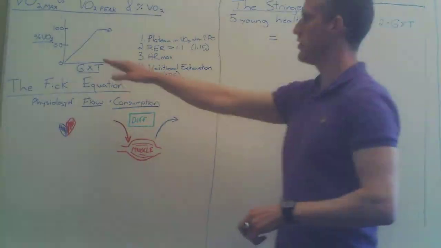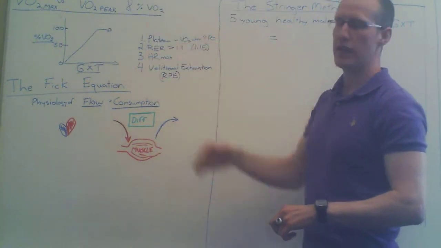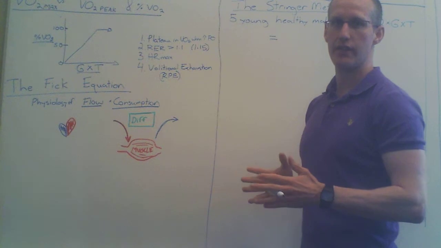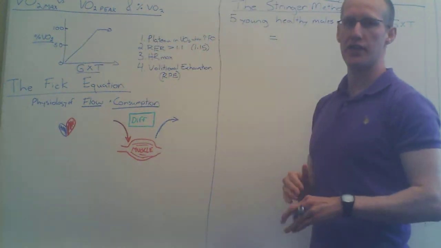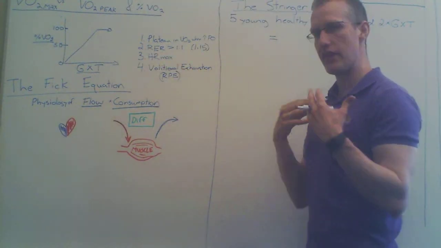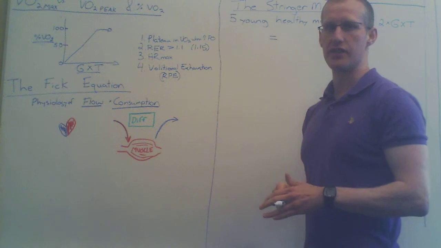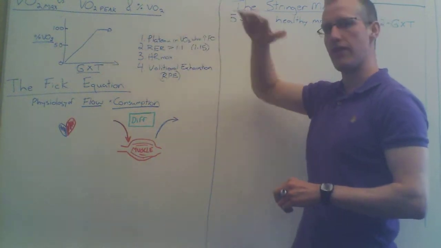VO2 max is if all or at least three of these four criteria are achieved. VO2 peak is if only maybe one of these criteria is achieved, but you still feel like it's a good test. Usually they've given a maximal effort, there's no other indications that something was wrong, that something was stopping them, and you achieve a fairly high VO2.